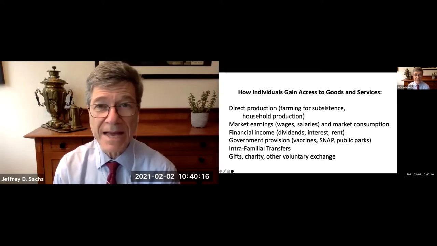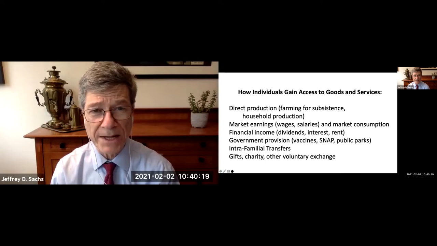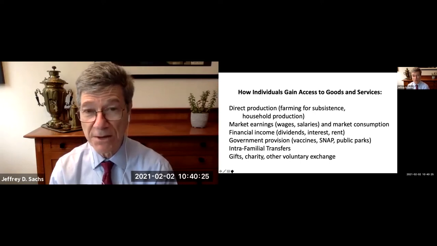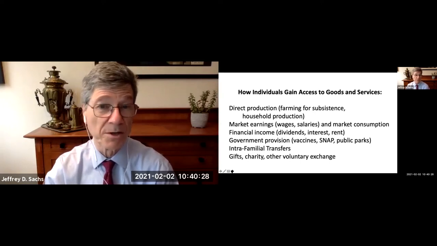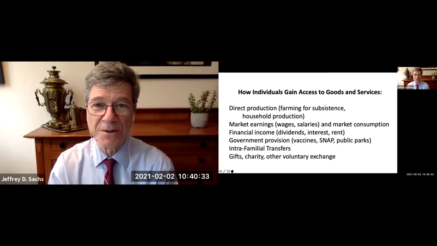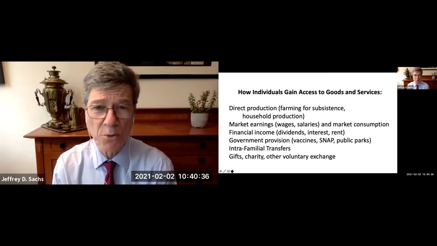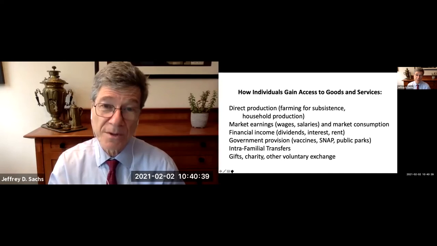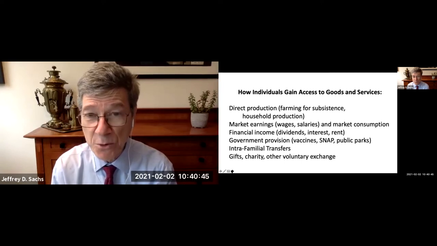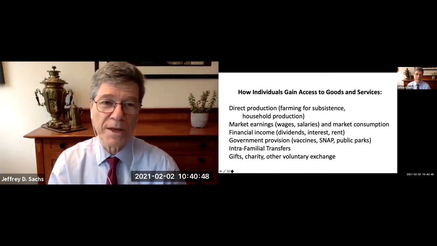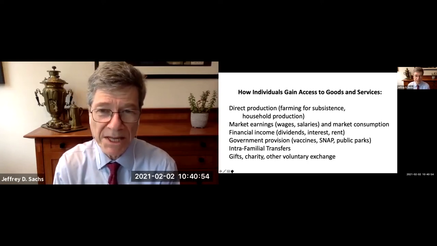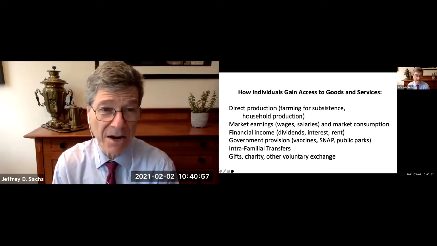But another way we gain access to goods and services is that governments directly provide them. When you get your COVID vaccine, I assume it's going to be for free for you at point of service because the government will pay for that generally. SNAP, which I show here, is the Supplemental Nutrition Assistance Program. Poor people getting dollar credits on a bank card, a debit card, to buy food. Or we get our enjoyment by walking in Central Park or in public areas provided by government.